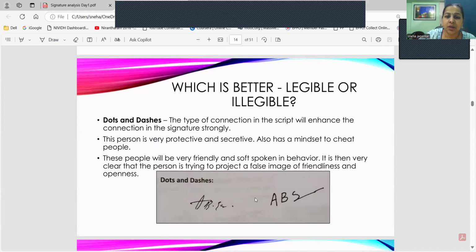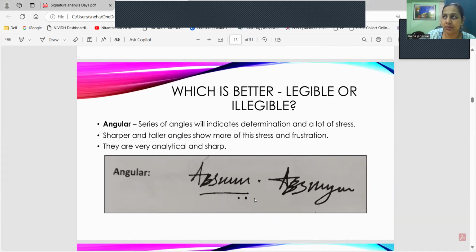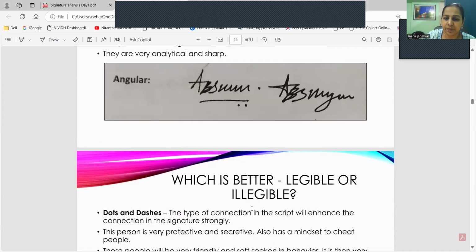Dots and dashes. This again is a very important aspect, and we need to remember that the more the dots, the less the clarity. And the more underscores, the less clear the person is in their mind.